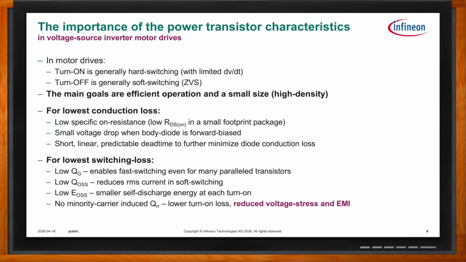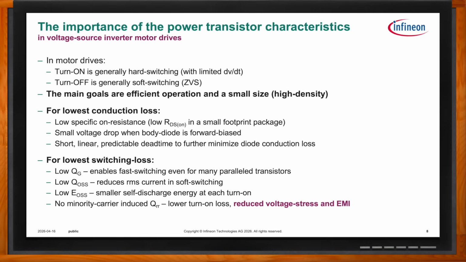Finally, minority carriers. In silicon transistors with the body diode, you have a finite reverse recovery due to the recombination of those minority carriers. It can lead to additional turn-on losses and increase EMI and the resulting voltage stress. And I'll show you a picture of that later on. Where GaN comes into play here is there is no minority carrier-induced QRR charge, which means lower turn-on loss and reduced voltage stress and less EMI.